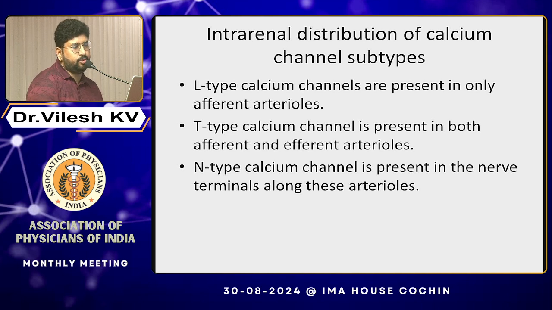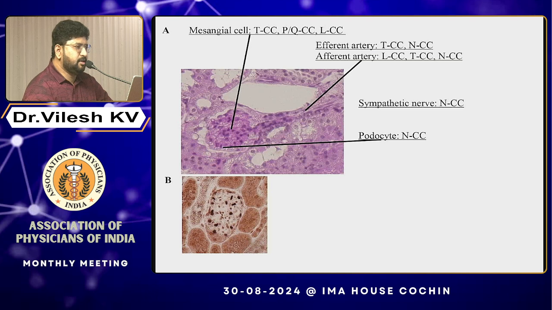I remember this by the code L and T. L is single, T is coming third, so it is in both the arteries, and in between is a nerve, that is the N-type channels, which take care of the N terminal, so that we don't forget this afterwards. And this again is seen histopathologically, and all these channels have been demonstrated.